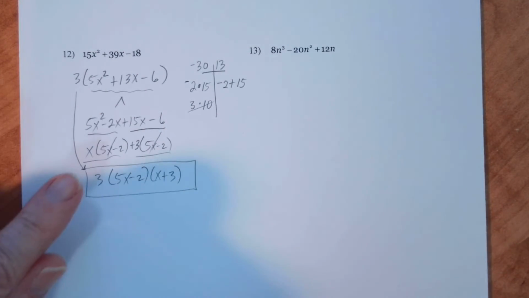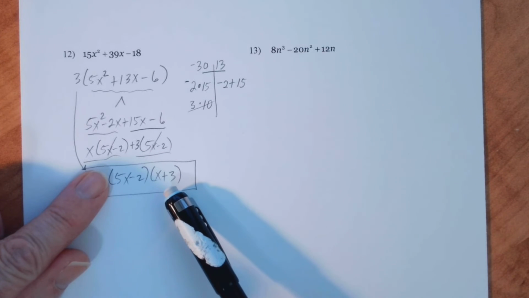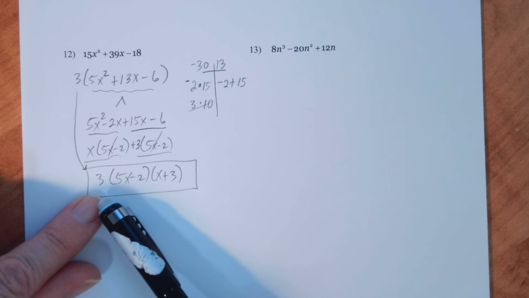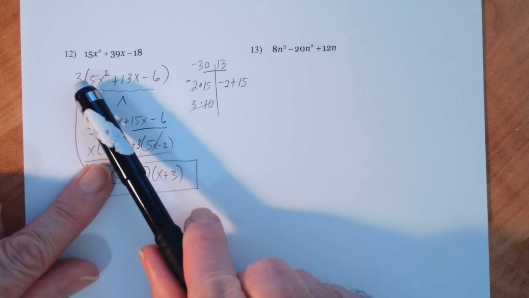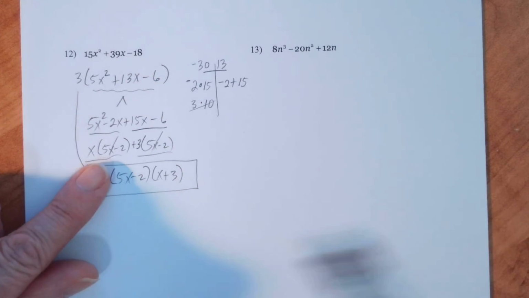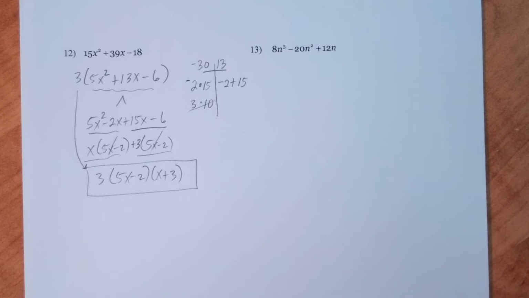And again, if you wanted to check your work, you could FOIL these two binomials and then multiply what you get by 3. So when you multiply these, you're going to get what's in the parentheses here, and then you would distribute the 3 and you'd be back to where you started. So we know that once we factor, if we multiply everything out, we should have what we started with.